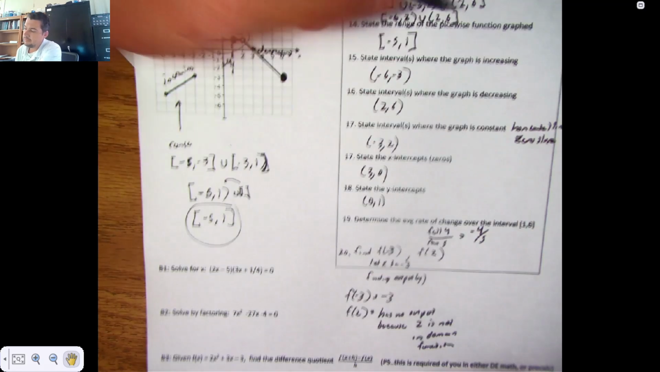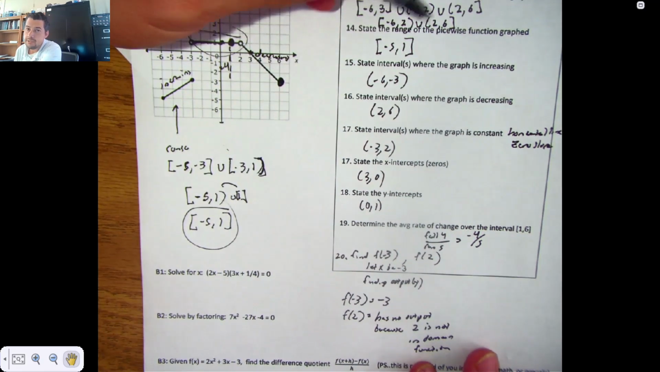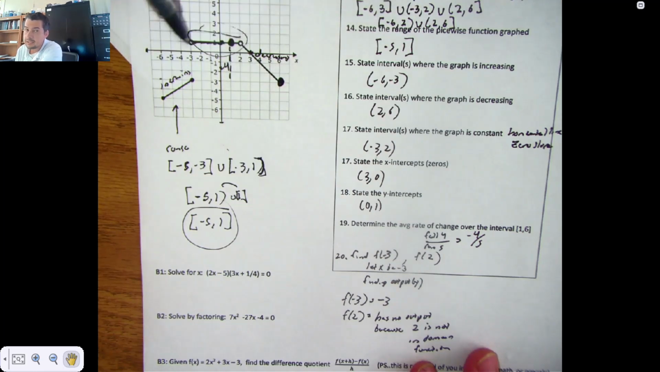See up here where you encapsulated 2 in parentheses? It was not part of the function's domain. There was a hole in the graph there, and there wasn't another piece that closed that hole.